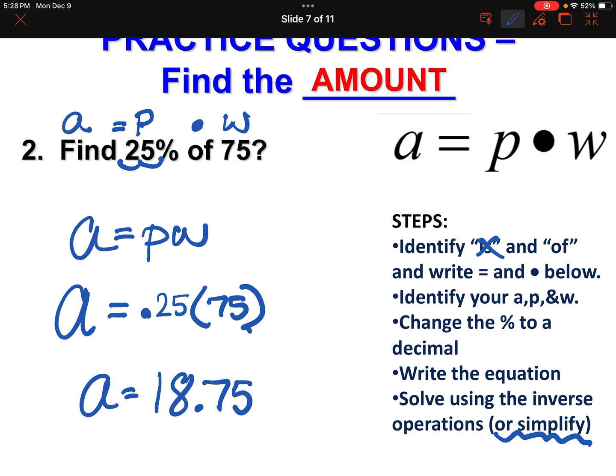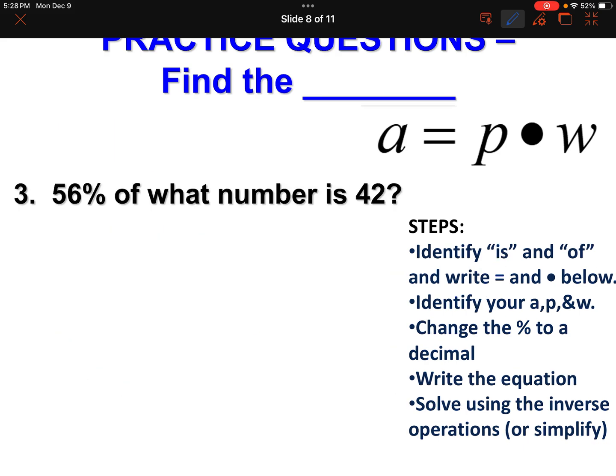Try number 3 now. Stop the video. Everybody try number 3 by yourself, and then you can play the video and see if you were correct. If you weren't correct, make sure you're making changes there.